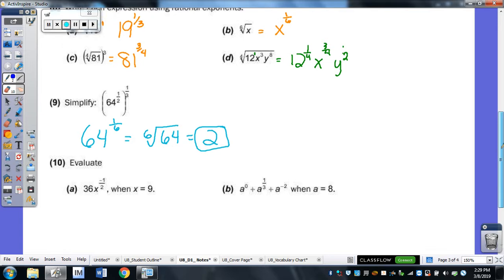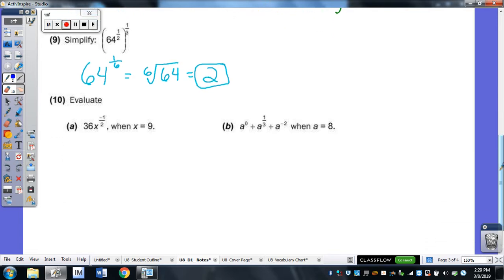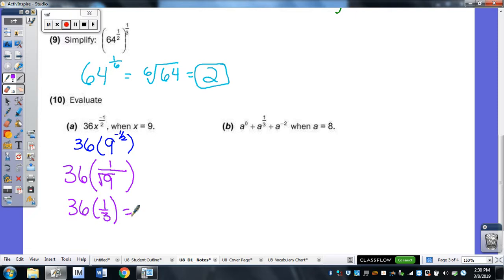So then our last thing for today, sometimes you have to plug values in, and then you've got your fractional exponents to take care of. So here we plug in a 9, so we get 36 times 9 to the negative 1/2. So again, that negative exponent means this is really 1 over 9 to the 1/2, which is really the square root of 9. So what is the square root of 9? So this is 36 times 1/3, which is, use calculator, 12.